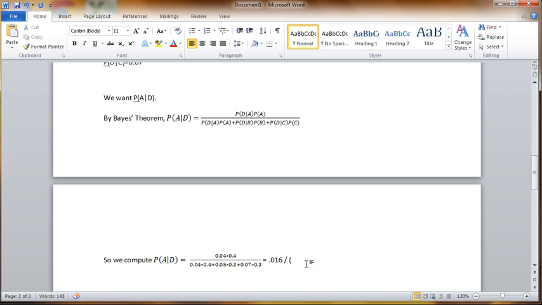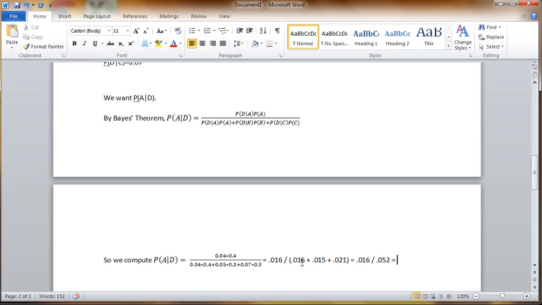And in the denominator, we have the sum of 0.016 plus the next product, 0.05 times 0.3. That should be 0.015. Plus, and then the last term should be 0.021. That's 0.07 times 0.3. We add those up in the denominator. So we have the numerator, 0.016, divided by, now the denominator is 0.052.